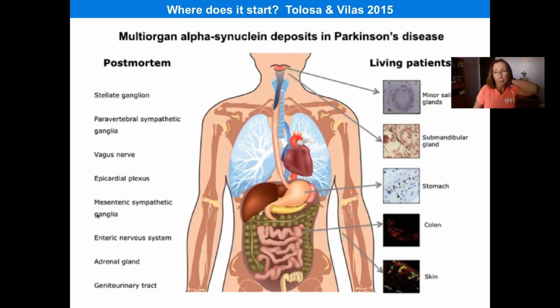You can find alpha-synuclein in people living with Parkinson's disease and in postmortem tissue. So again, these might be places to look for earlier diagnosis. One of the most promising are the submandibular glands. Perhaps in the future, when people get colonoscopies, they will be screened for alpha-synuclein, in your skin, stomach, other kinds of places like that.